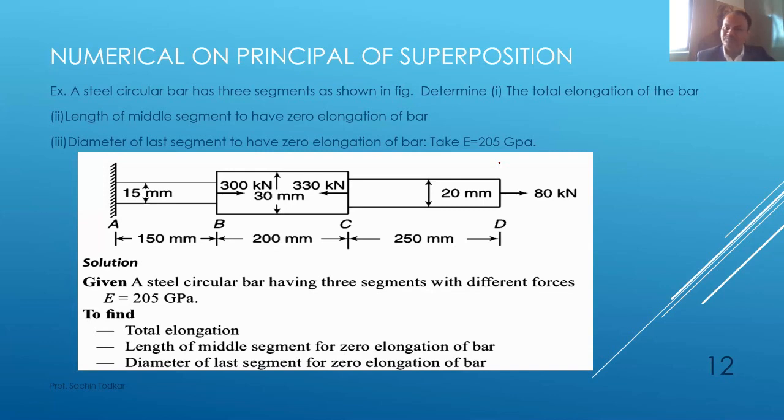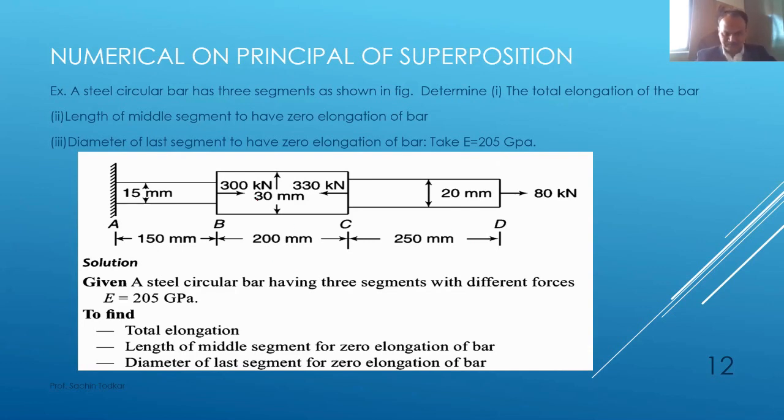Now, the first part is very easy because we have solved this type of example earlier. But the second and third parts, you might think are difficult, but when you solve the first part, you will get to know that the second and third are also very easy to solve. Now we'll see how to solve this type of numerical.